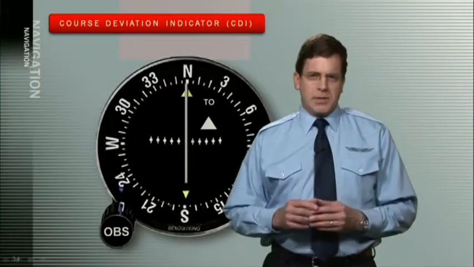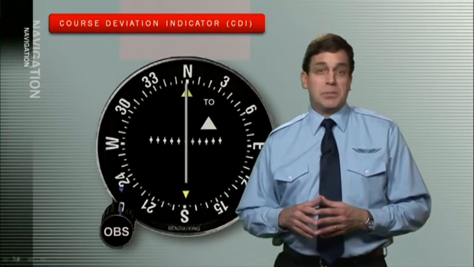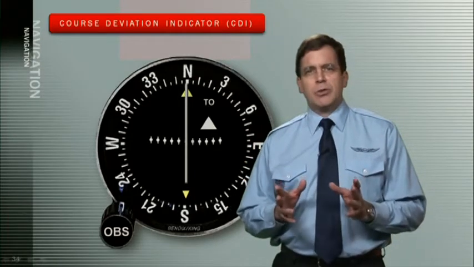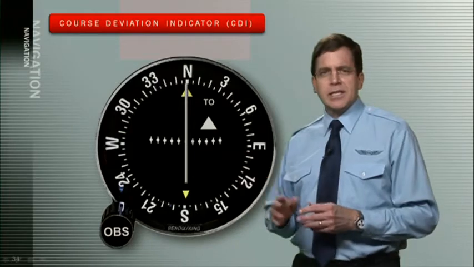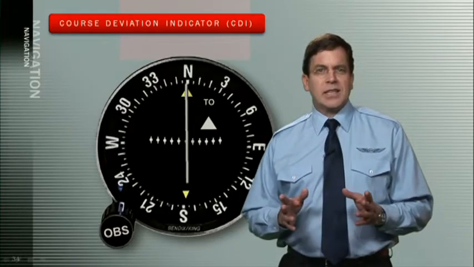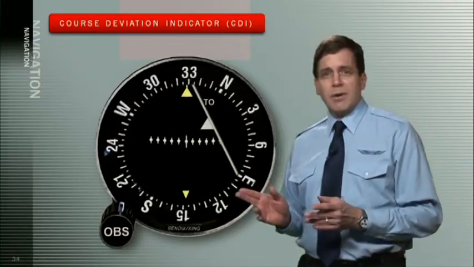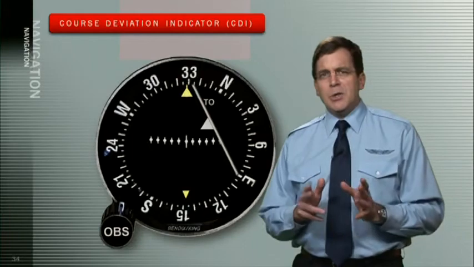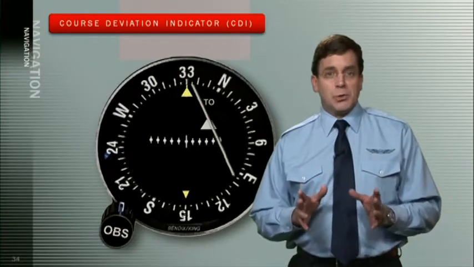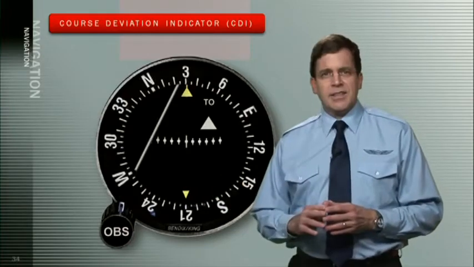Let's put this concept into motion. Now, this animation assumes no relative aircraft bearing position change and the aircraft tracking towards the 360 degree radial. As the pilot uses the OBS to select the 330 degree radial, the CDI moves to the right. As the pilot uses the OBS to select the 030 degree radial, the CDI moves to the left.